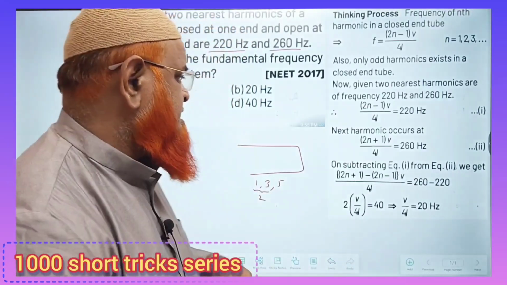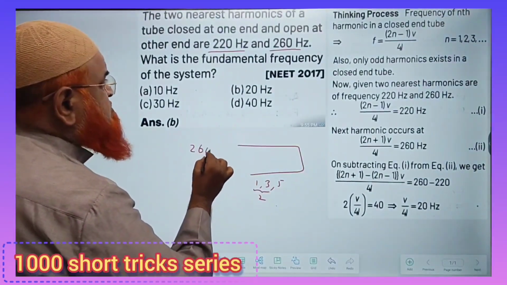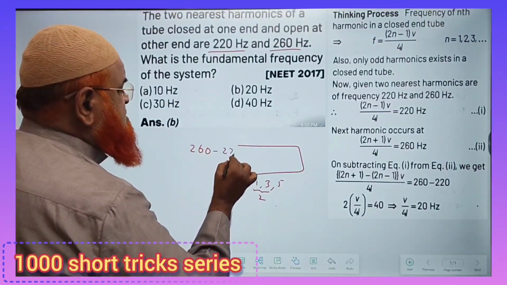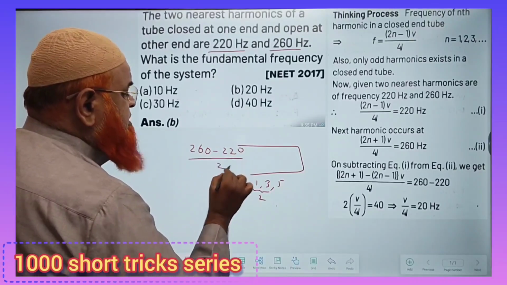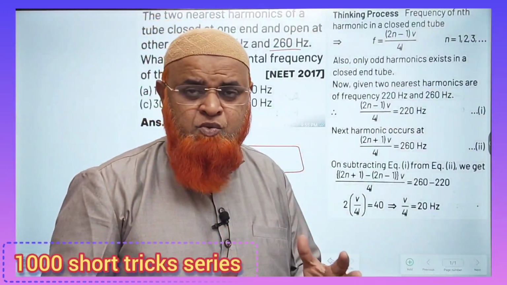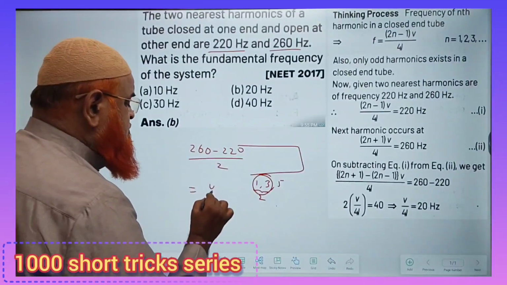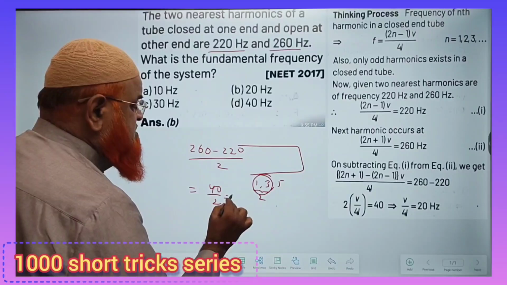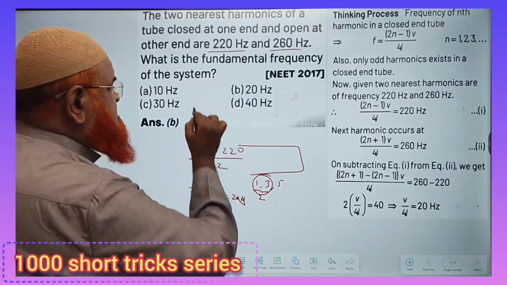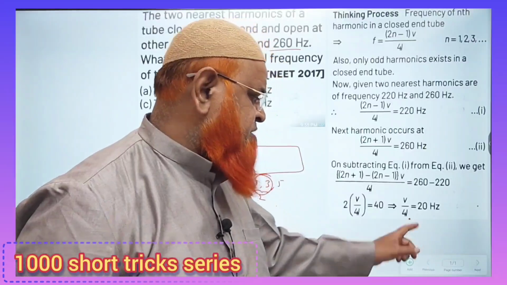It's very simple. Whatever the frequencies he has given, just take the difference of these two frequencies, 260 minus 220, divided by 2. Why? Because between successive frequencies there is a gap of 2. If you divide by 2, then you will get 40 by 2, which is 20 Hz, and your answer is ready. That is going to be the fundamental frequency.